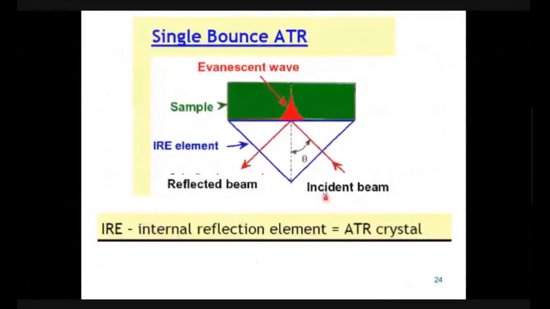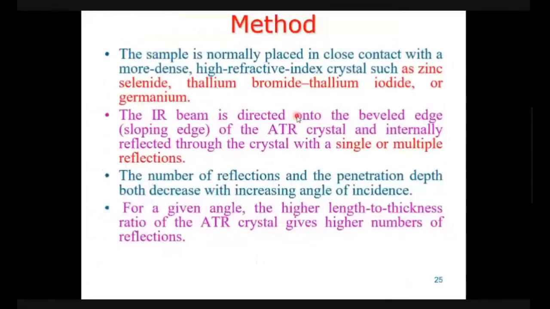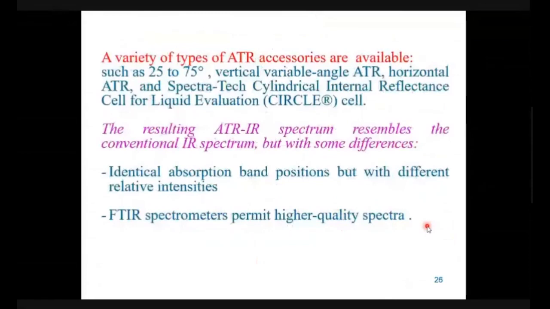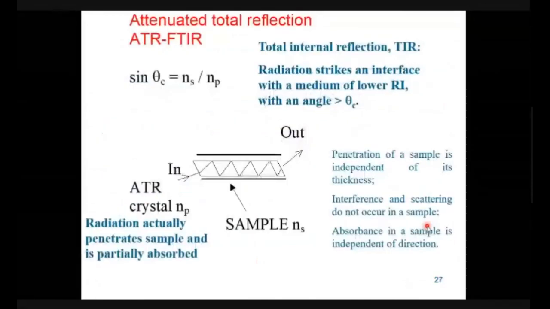So if you go on increasing this theta value, the value will also increase for the reflection. The number of reflections and penetration depth both increase with increased angle of incidence. For a given angle, a higher length to thickness ratio of the ATR crystal gives a higher number of reflections. Now that can be seen over here. See, I will highlight the part.